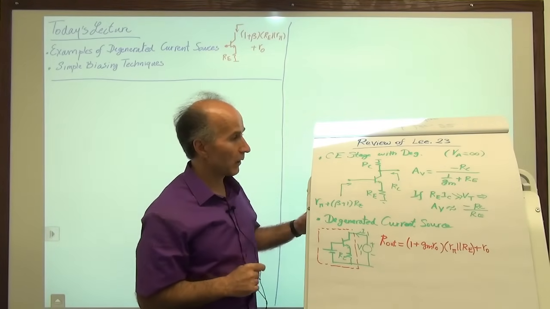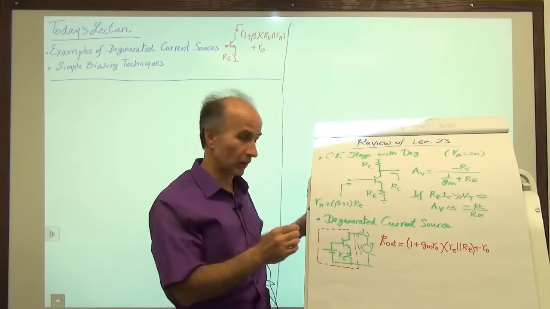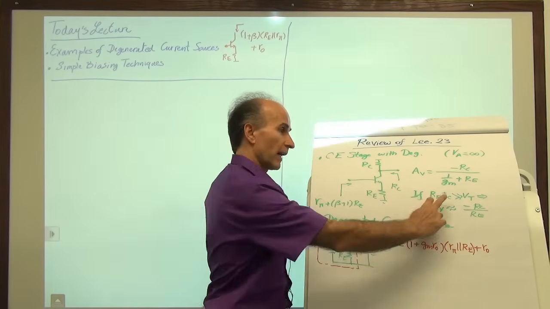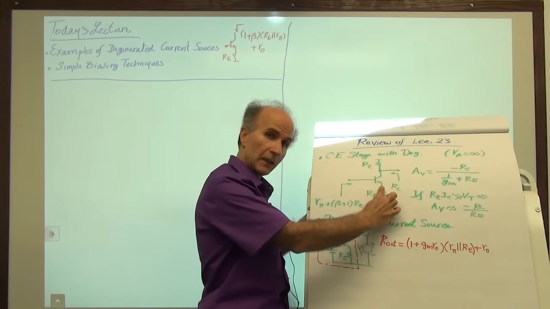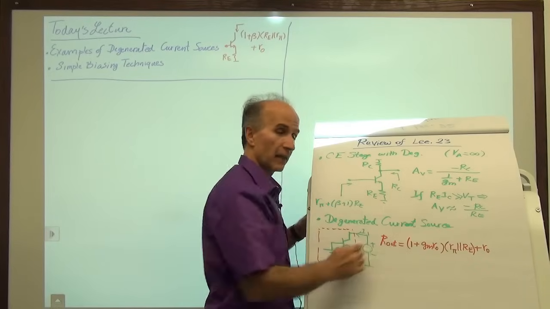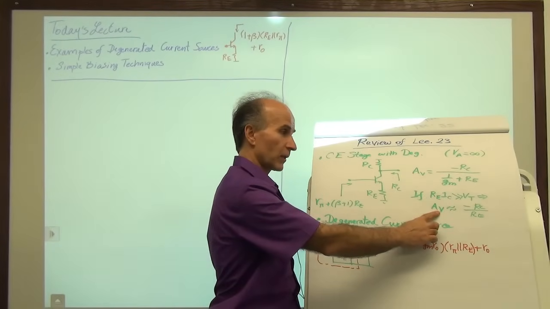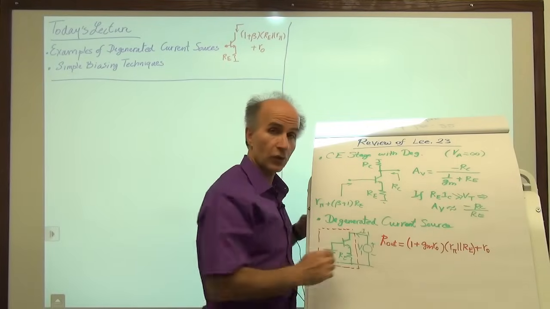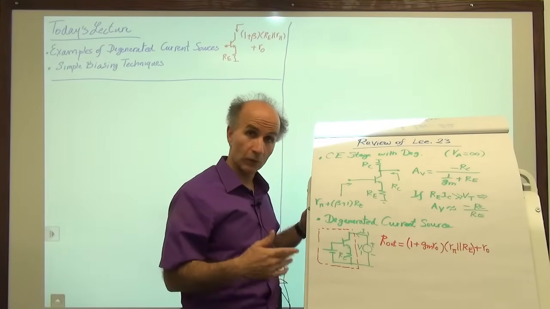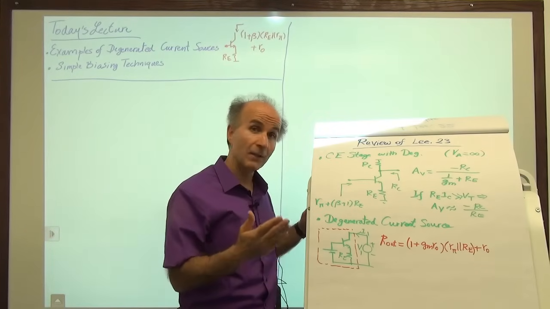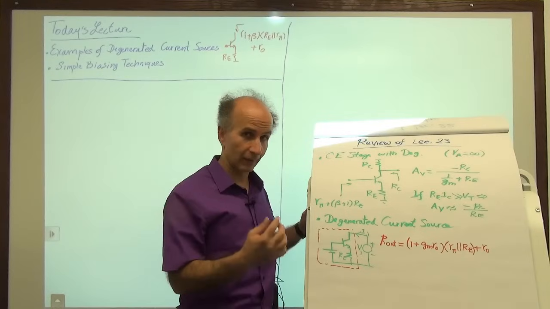And we also saw that in the special case, not very common, but the special case where we have this condition, the DC drop across Re is much greater than 26 millivolts, then the gain of the circuit is just the ratio of the collector resistor and the emitter resistor. So to the first order it is actually independent of gm and the collector current and the signal level and everything else.